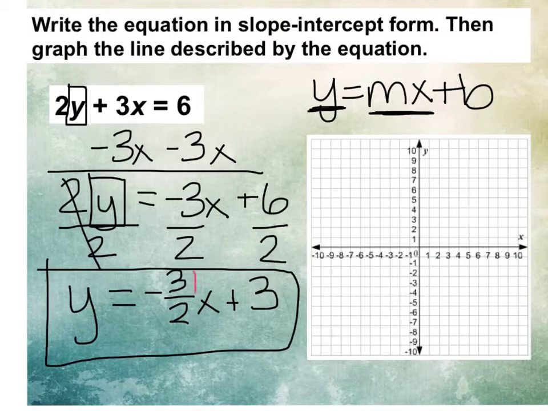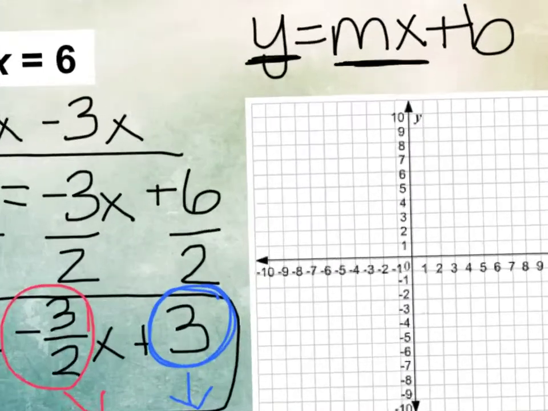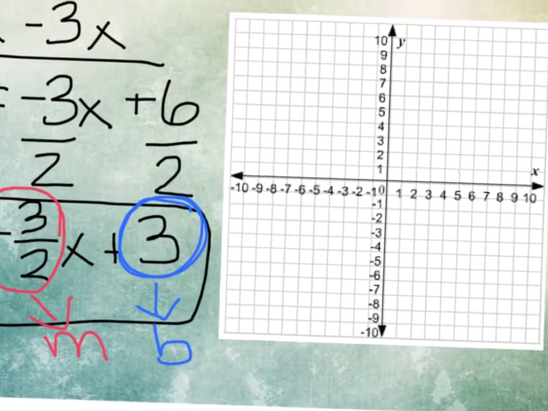Remember, slope is m, which is the first term in front of the x, and my b, which is my y-intercept, which is also the first point I need to plot, is 3. Now that I have my m and my b, let's plot those points on the graph. I'm going to enlarge it.